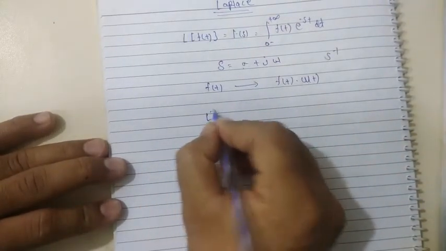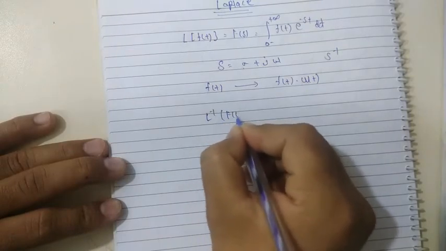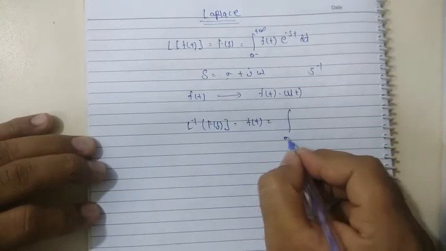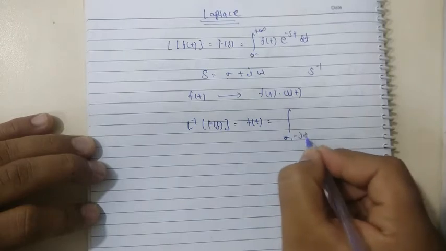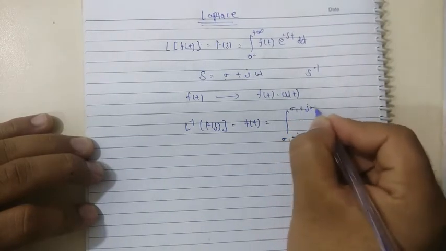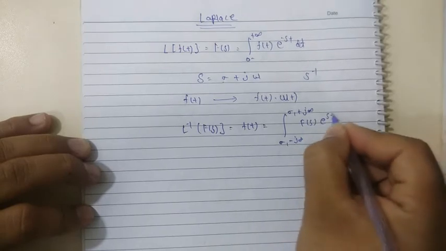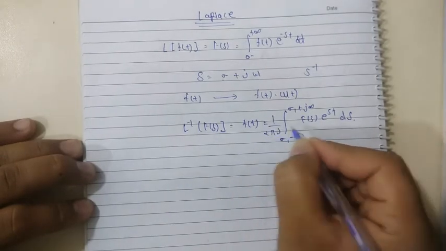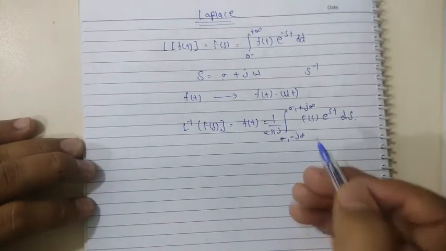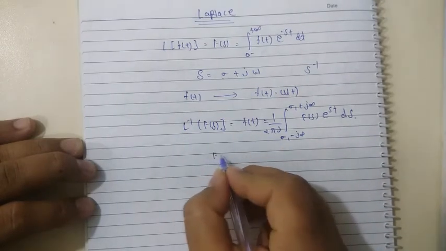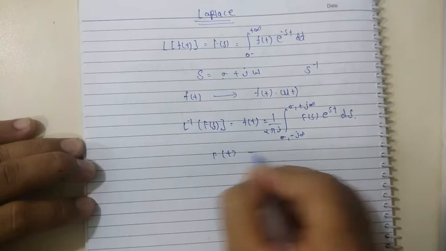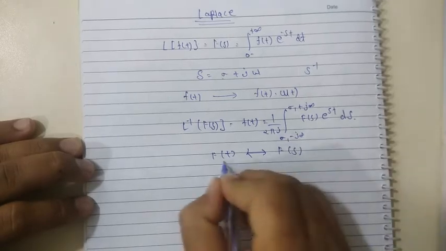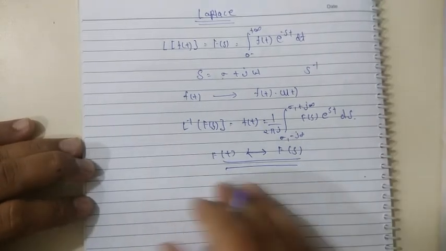The inverse Laplace transformation, or L inverse of F of s, which gives f of t, is given as 1 upon 2 pi j times the integration from sigma minus j infinity to sigma plus j infinity of F of s e to the power st ds. This formula is rarely used to compute the inverse Laplace transformation. Normally we use the lookup table or the Laplace transformation formulas directly to get the inverse Laplace transformation, from F of s directly to f of t.